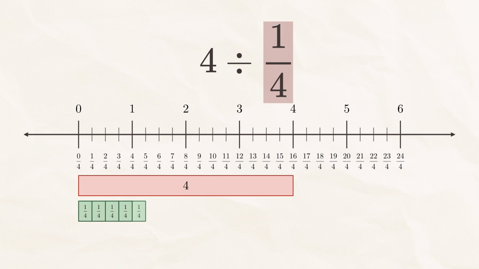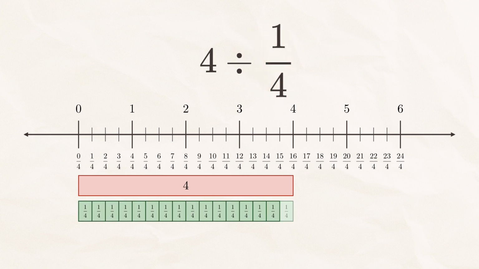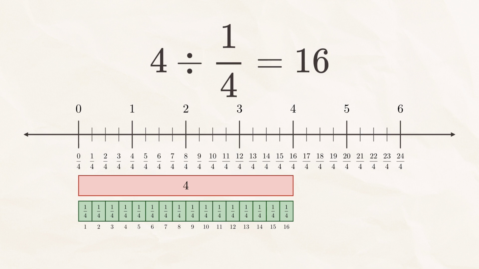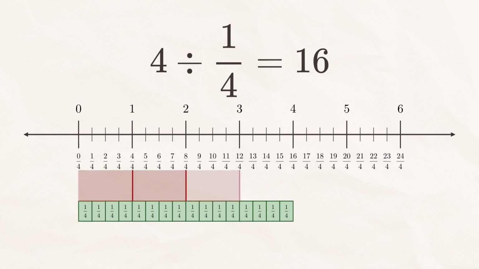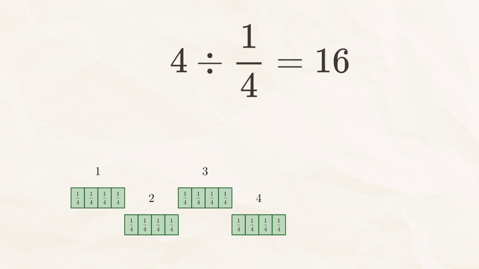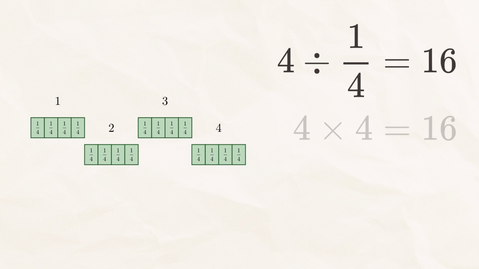How many times will 1/4 fit into 4? If we count all those fourths, or look at the quarter marks on the number line, we see that 1/4 will go into 4 16 times. That's great. We've got a way to visualize what's happening when we divide by a fraction. In this case, we can see that for each whole number on the number line, we have 4 fourths. So we've got 4 groups of 4, which is 4 times 4, and that equals 16.